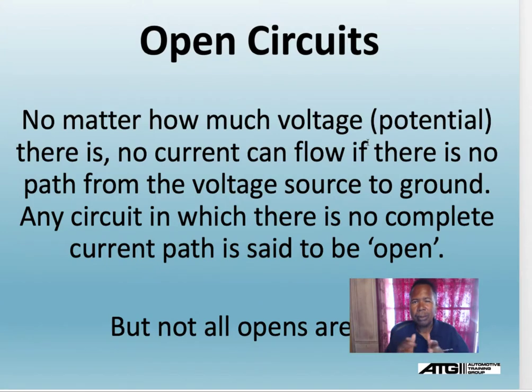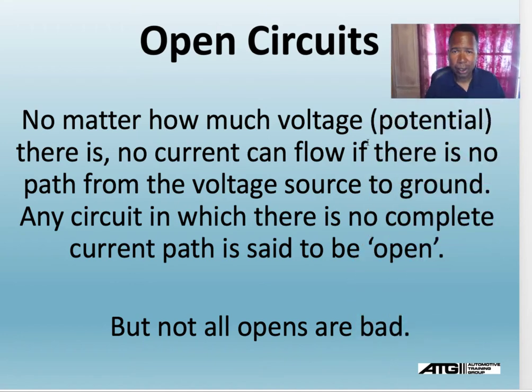Okay, now we're going to talk about open circuits. Hopefully this will be quick. This slide says, no matter how much voltage potential there is, no current can flow if there's no path for the voltage source to ground. In other words, if we do not have a path from battery to ground, it's an open somewhere.